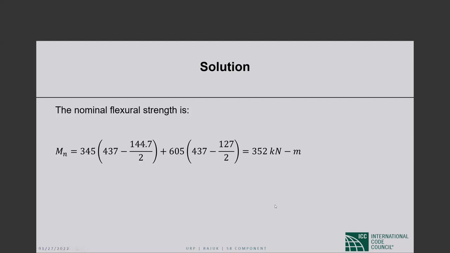If phi M n is exactly equal to M u, you don't want that, because you want there to be a little bit of reserve strength. So try to stay away from them being exactly equal, because there can be so many uncertainties in the load, the strength, or the other issues which are inherent in concrete. I think that's the end of this example.